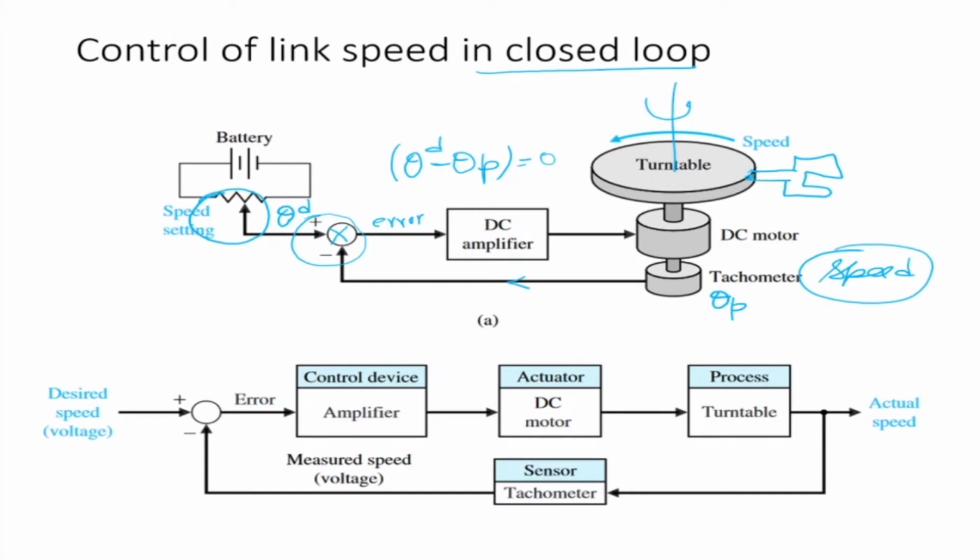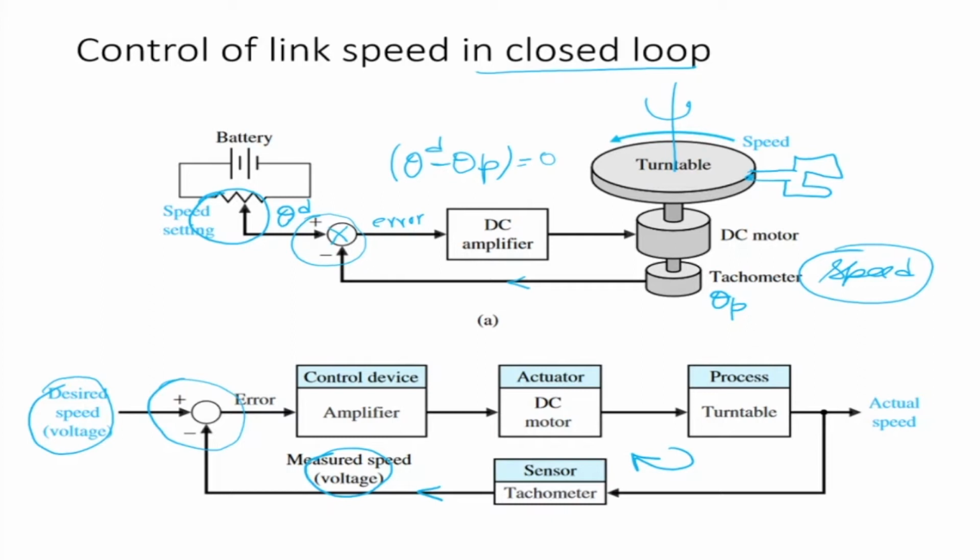Now what are the elements involved here? So we have a control device. There is a desired speed here, which is the voltage, and the measured speed is coming from here. The measured speed is being sensed by a sensor. In this case, it is a tachometer, and it's coming here, and this is a comparator, which is simply doing desired speed minus present speed, generating an error, amplifying that error, giving it to the DC motor. The DC motor is actuating the turntable, and this is my closed loop control system.